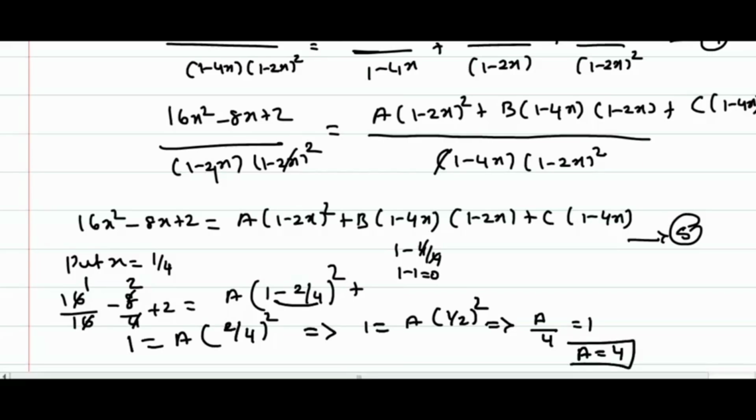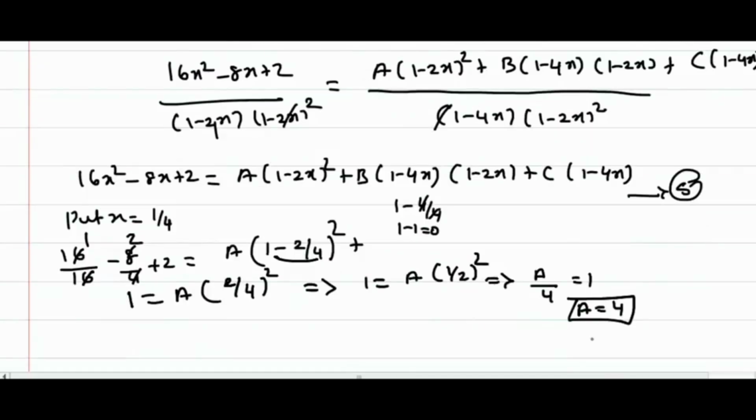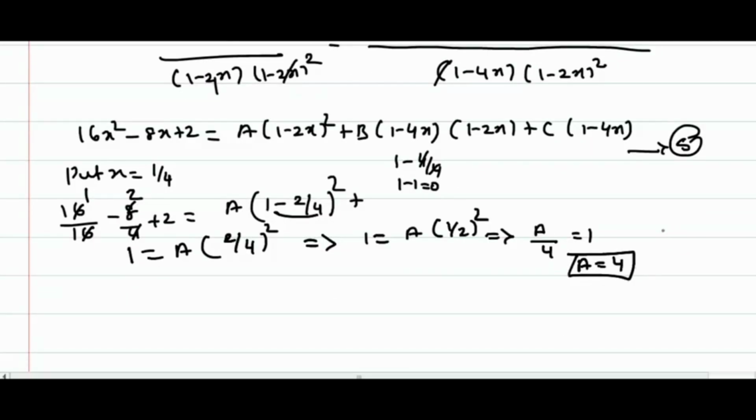Similarly, I am going to substitute x equal to 1 by 2. With x equal to 1 by 2, we get the C value. Why? Because here you see the common factor 1 minus 2x, 1 minus 2x is there.